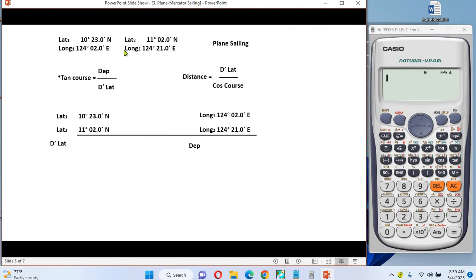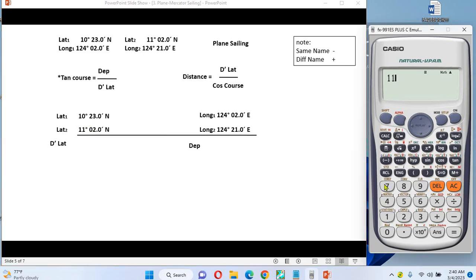This is the given, this is the known number, this is the question, this is the formula we have just derived a while ago, and bring down the given numbers. Okay, so please take note: same name minus, different name plus. In this case, the bigger number is 11 02 minus 10 23.